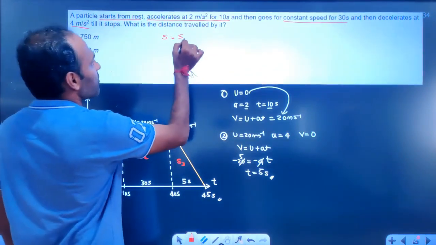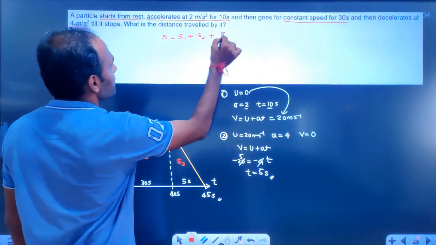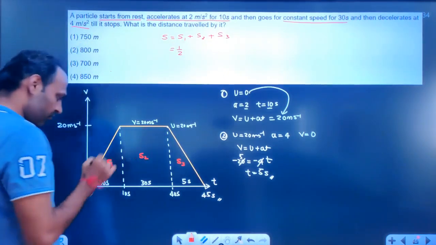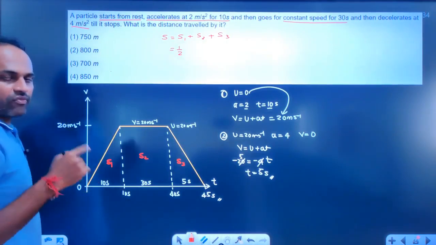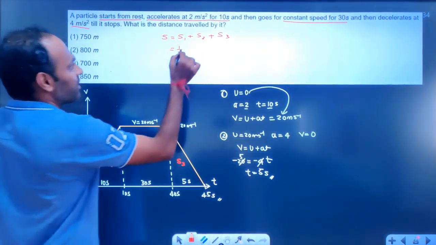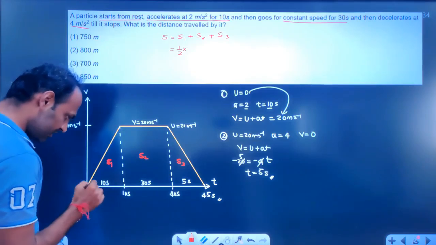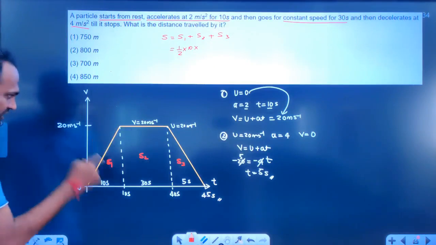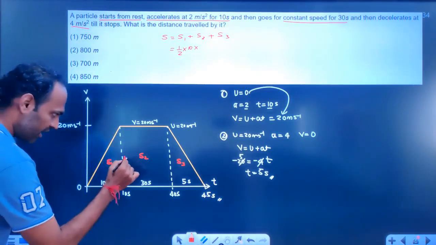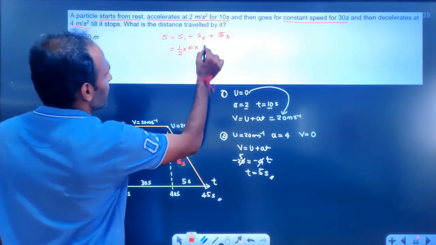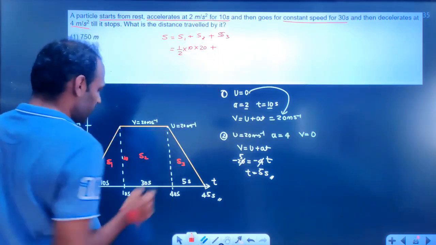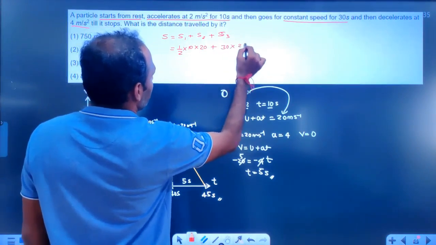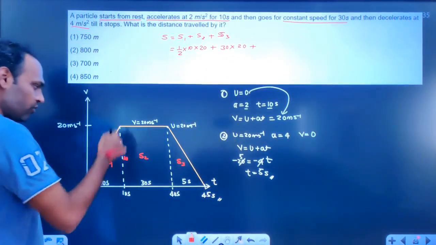So S is equal to, I will write it as S1 plus S2 plus S3. S1 is the area of the first right angle triangle. The formula for the area of a triangle is half into base into height. How much is the base? Base is 10. How much is the height? Height is 20, right? So S1 is 100. S2 is length into breadth, the area of the rectangle, 30 into 20.